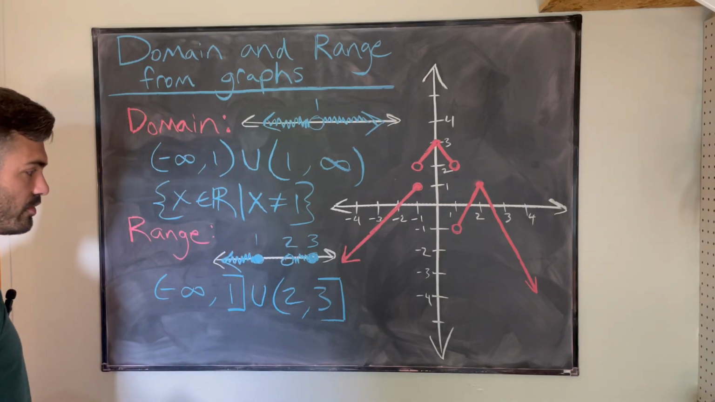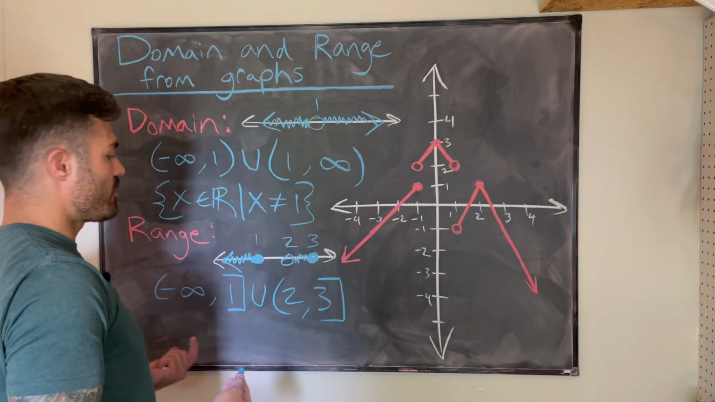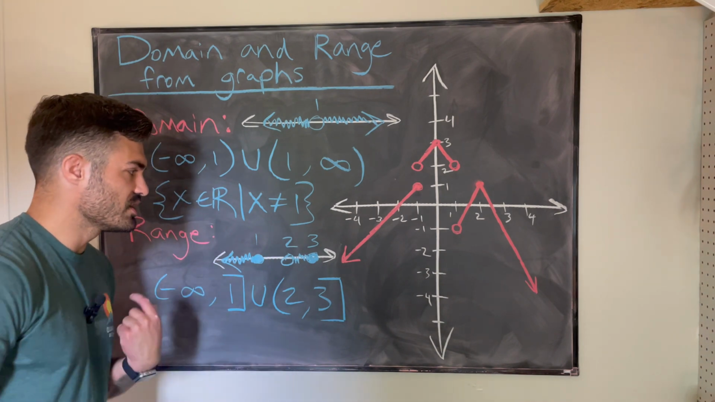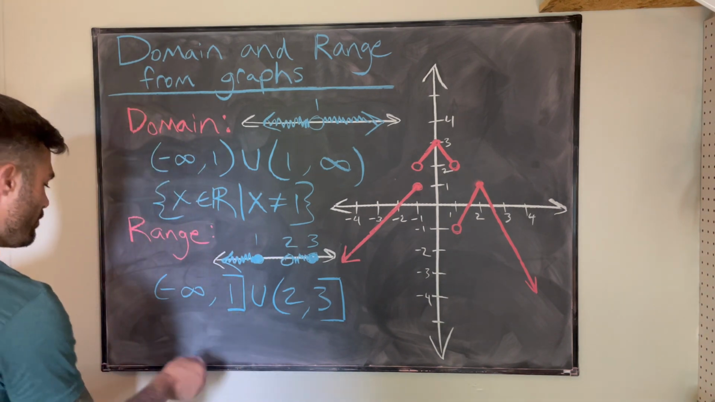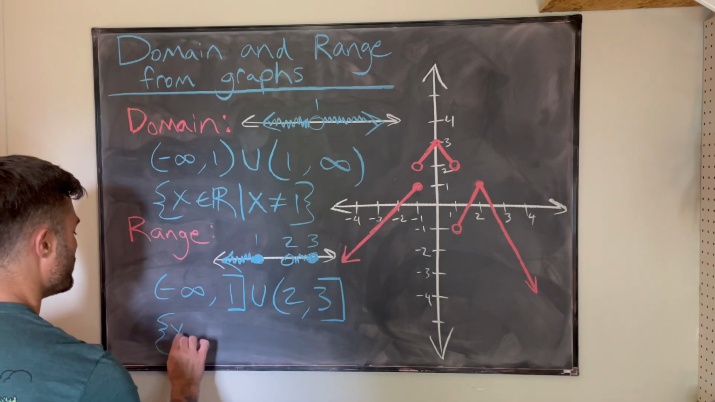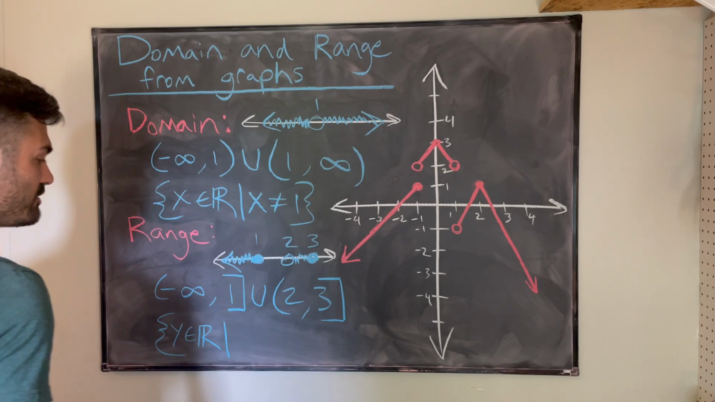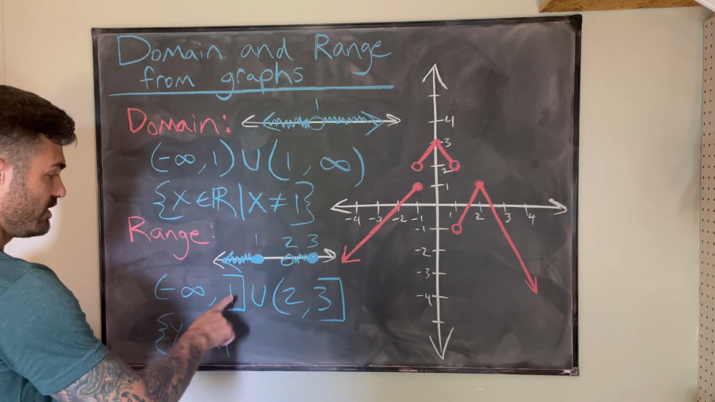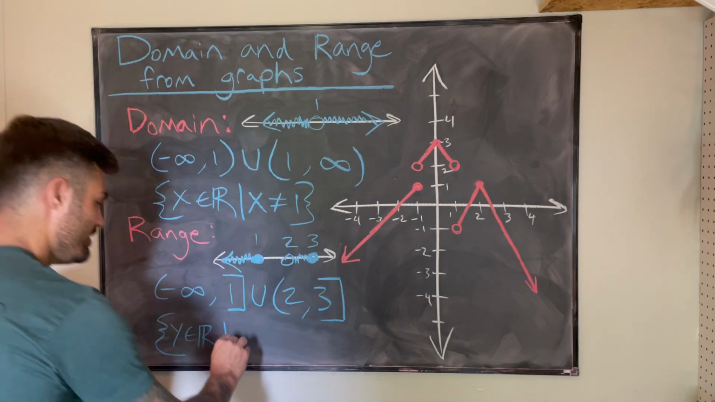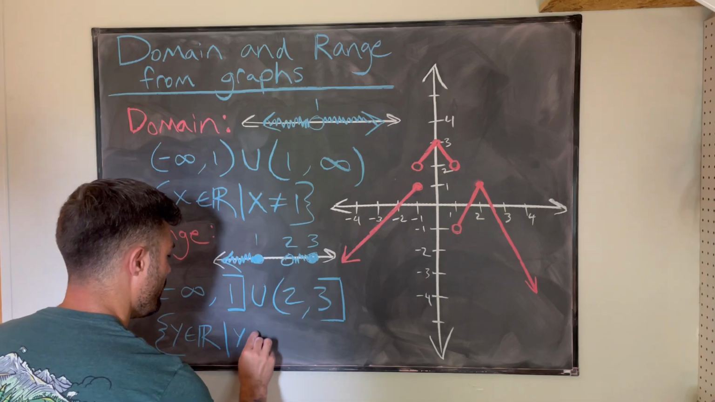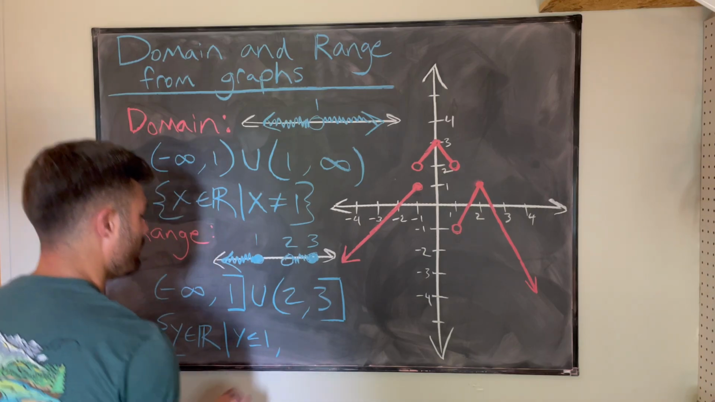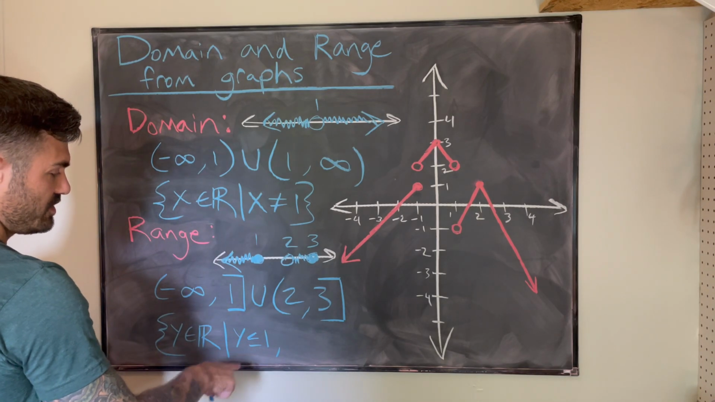And this is an example where I think it's actually easier to write the range in interval notation than it is in set builder notation. Let's see, how would we write it in set builder notation. Y is a real number such that, let's see, we could say y is less than or equal to 1. That would be this first piece here.